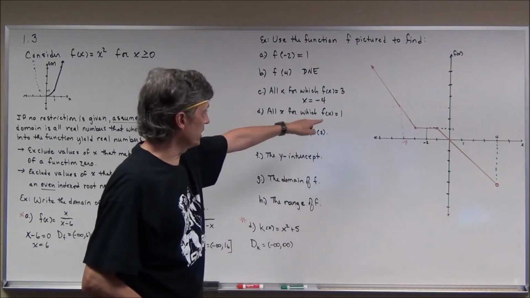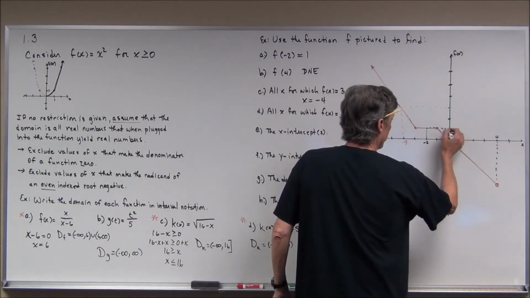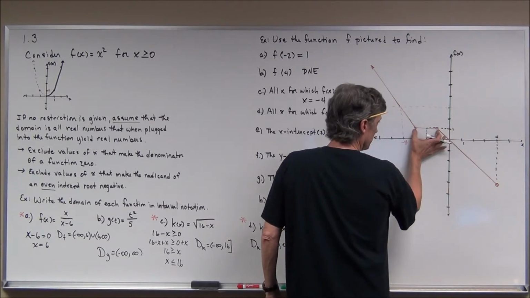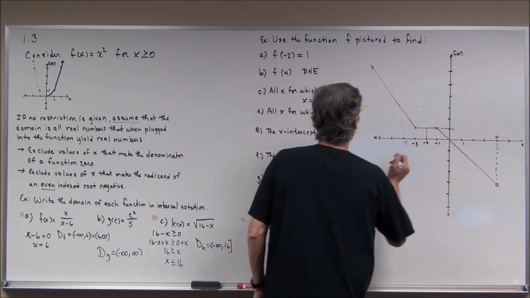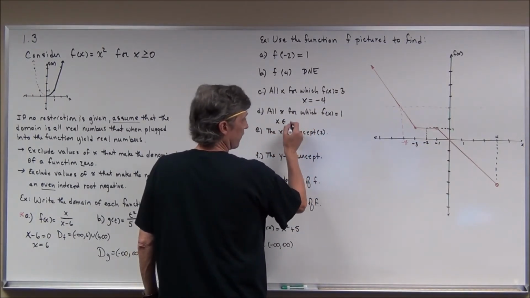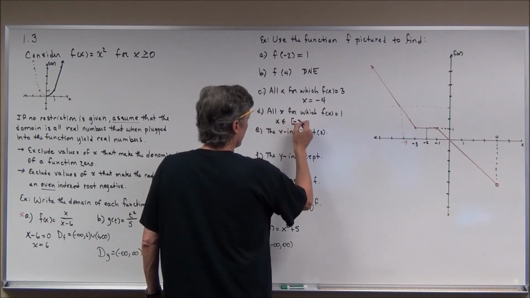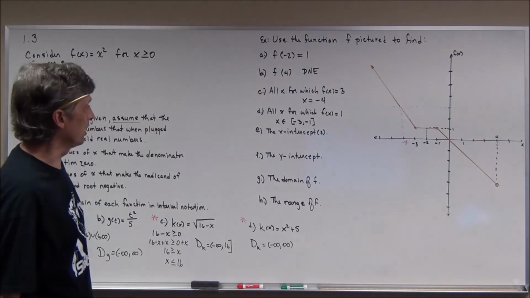Find all values for x when f of x is 1. Well, here we go. For when y is 1, that's all these values here between negative 3 and negative 1. So in this case, x would be an element of the set from negative 3 to negative 1, again using interval notation.